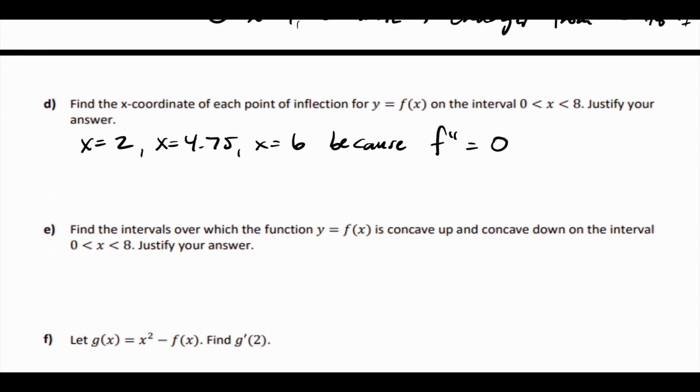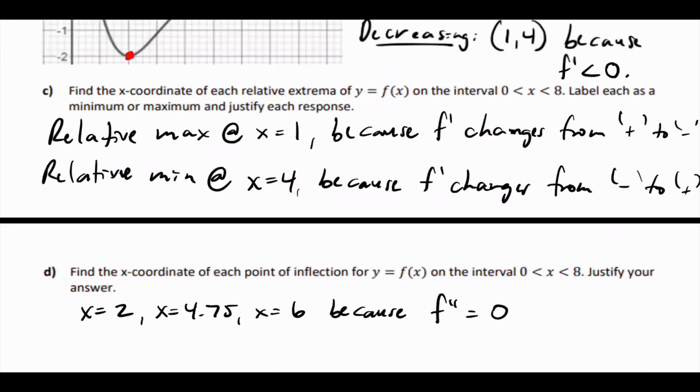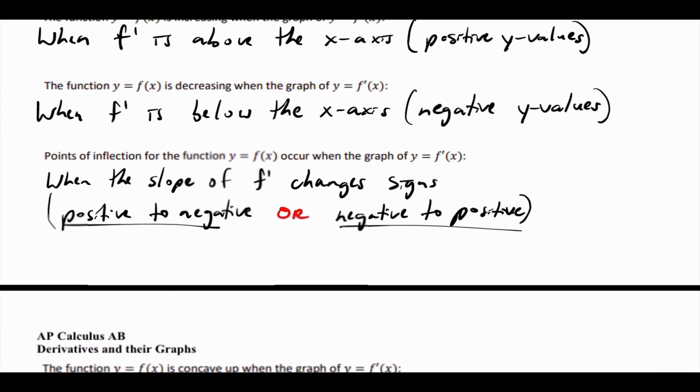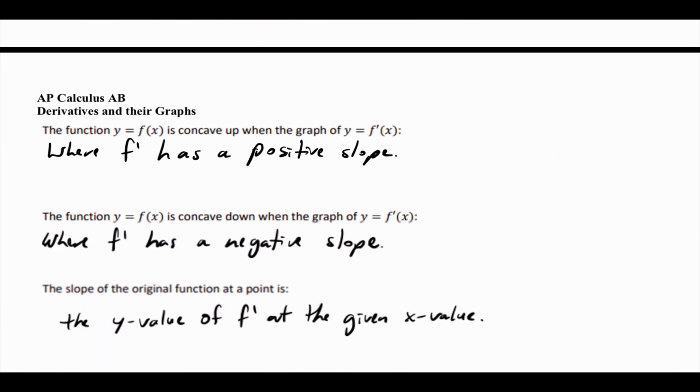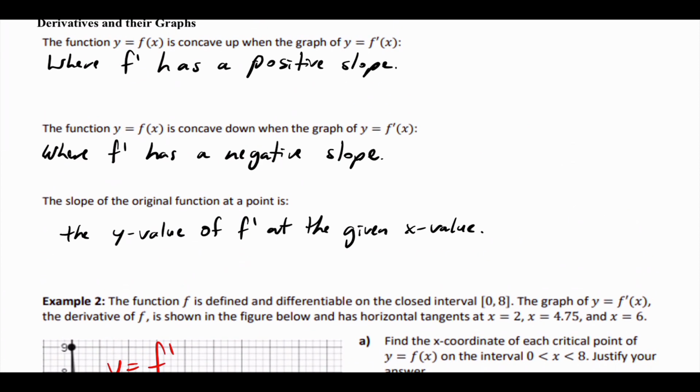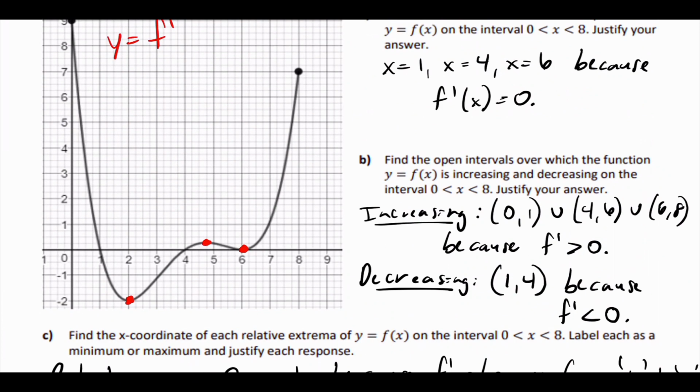Last one for this. Concave up, concave down. Okay. Our guidelines say concave up when, I skipped it, there we go. When f prime has a positive slope, when it's increasing. When f prime is increasing, it's going to be concave up. So let's see here. Increasing here and increasing here, decreasing here, decreasing there. Okay.